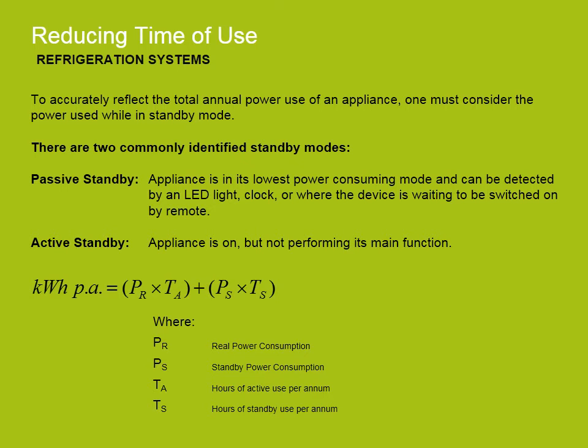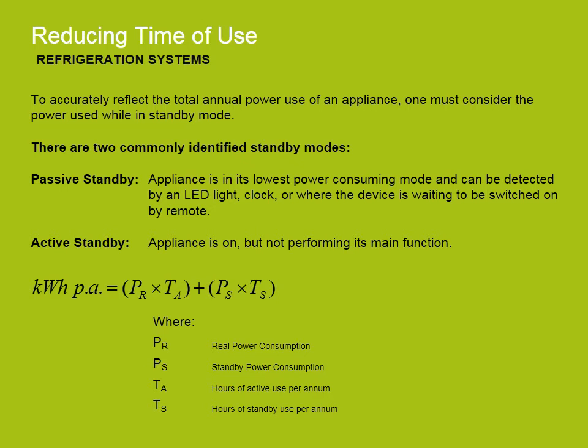There are two commonly identified standby modes. Passive standby is where the appliance is in its lowest power-consuming mode and can be detected by an LED light, clock, or where the device is waiting to be switched on by remote. Active standby is where the appliance is on, but not performing its main function.